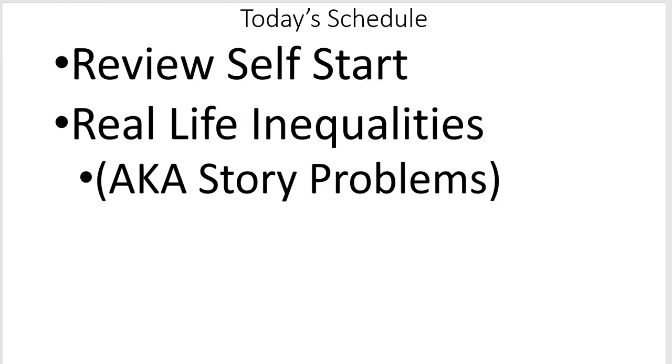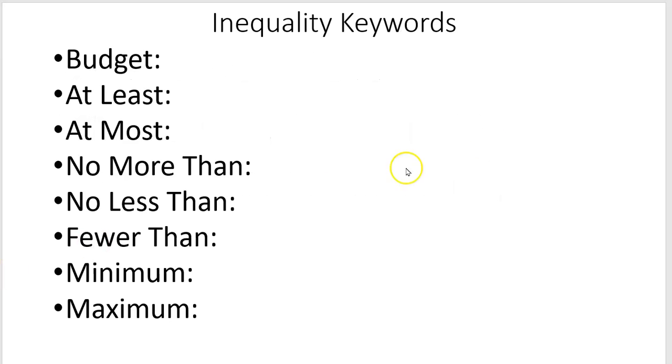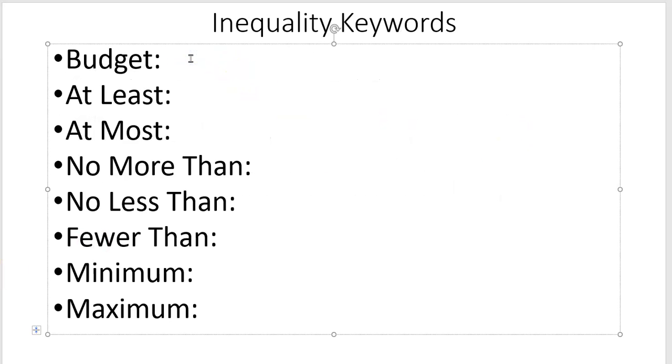Today we review the self-start. We're going to learn about real life inequalities or story problems. Some keywords: budget. A budget is a max. And the max would be a less than sign because it's the max you can spend. So if it says she budgeted $200 for the Grand Canyon, that means the max I can spend is $200.